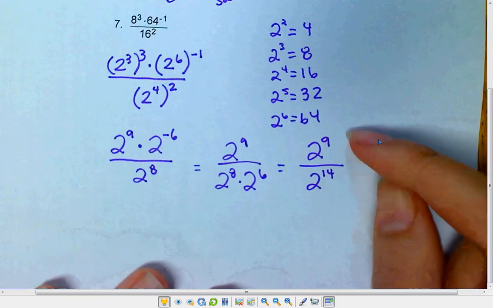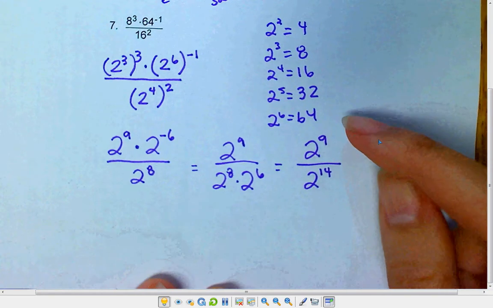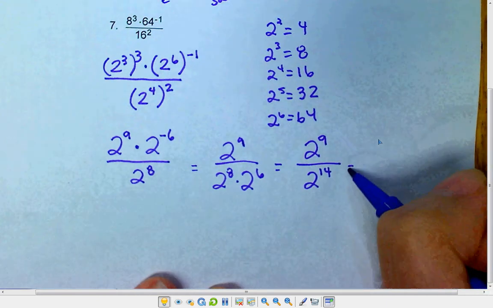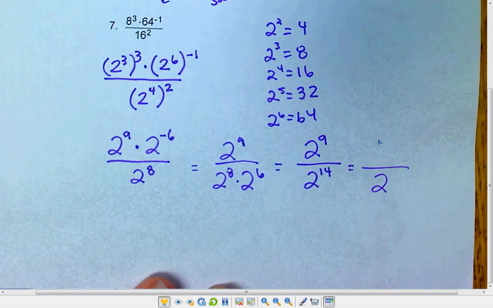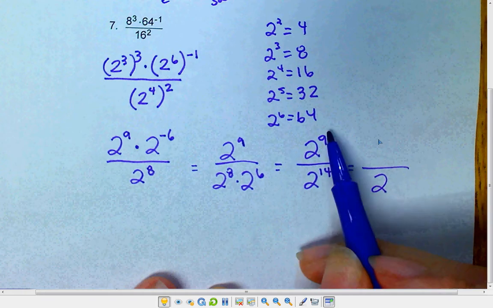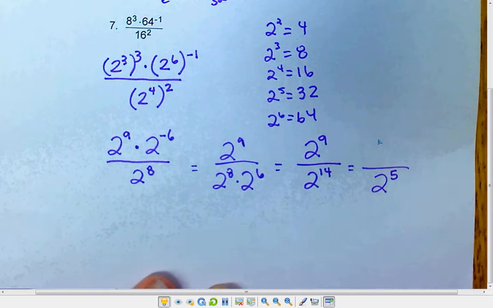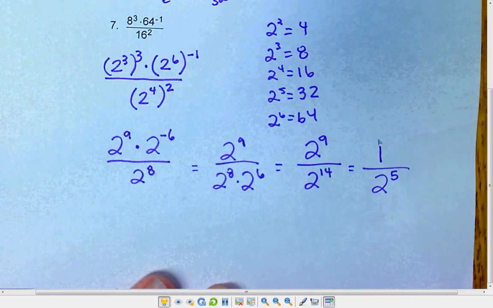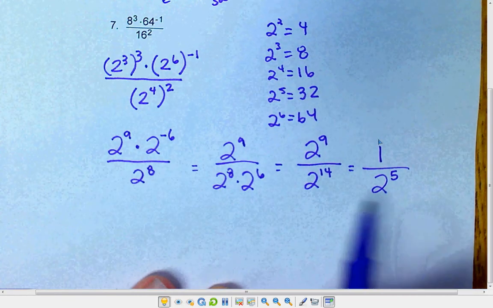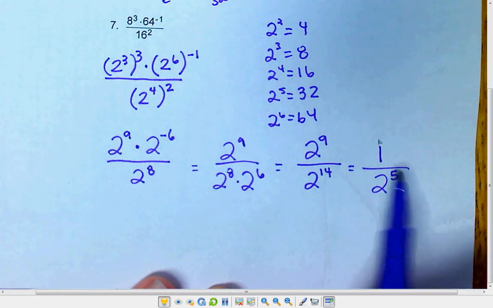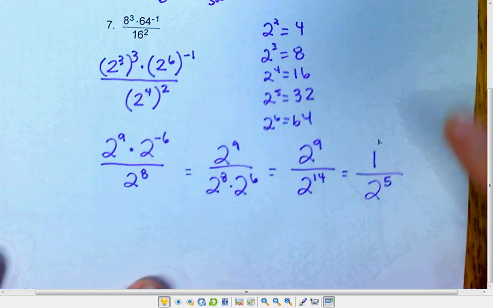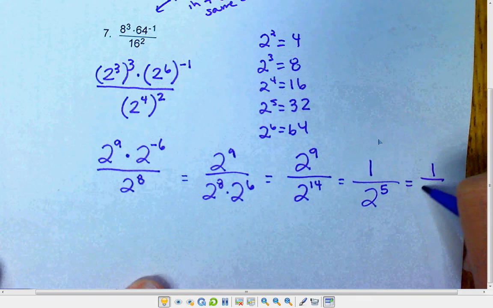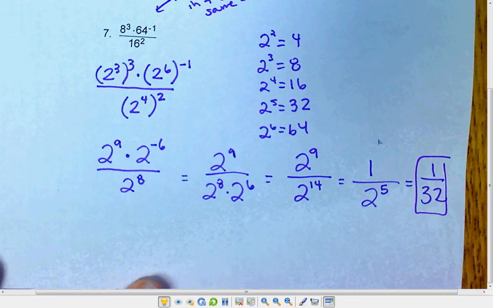Now because I'm dividing, I'm going to be subtracting 9 minus 14. 9 is smaller than 14, so I know that this is going to end up with 2 on the bottom. So 14 minus 9 leaves me with 2 to the 5th. And since there's nothing up here, we're just going to leave it with a 1. Again, because there's more 2's in the bottom, that's where your base is going to end up. And now 2 to the 5th, we actually know what it is. It's right up here. It's 32. So we're just going to rewrite this as 1 over 32, and that's my final answer.